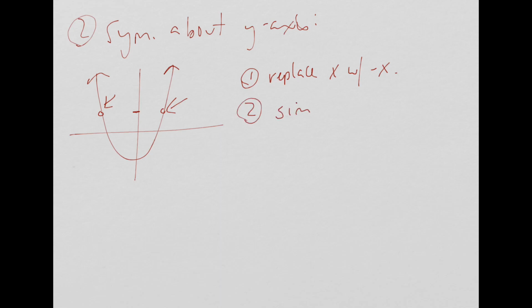Then we're going to simplify, and then we're going to compare. Just like we did with the x-axis, only now we're replacing x with negative x instead of y. So for example, is the equation 4x squared plus y squared equals 8 symmetric about the y-axis?